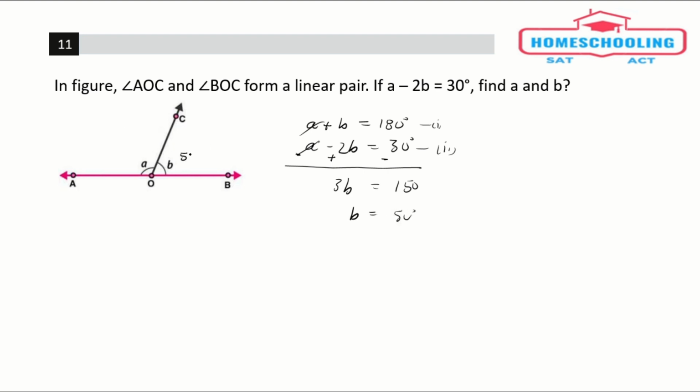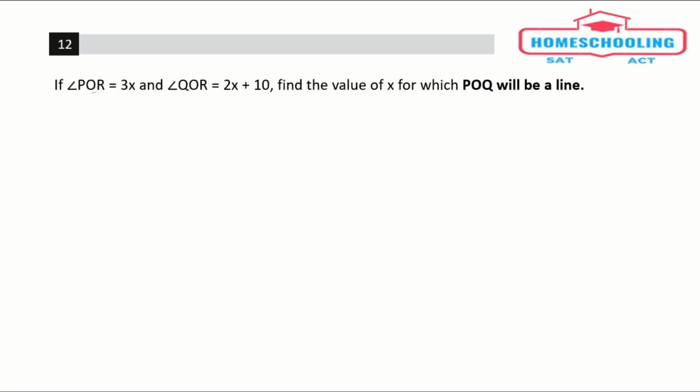If b is 50 degrees, what is going to be a? If you take equation 1, a plus b is 180 degrees, so a is equal to 180 degrees minus b. So 180 degrees minus 50, that is 130 degrees. So the value of a is 130. So this is your answer. Now let's move to the next question.